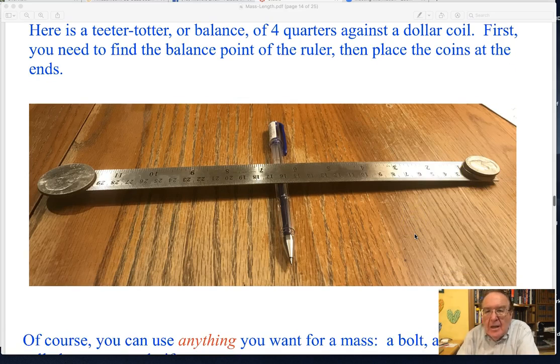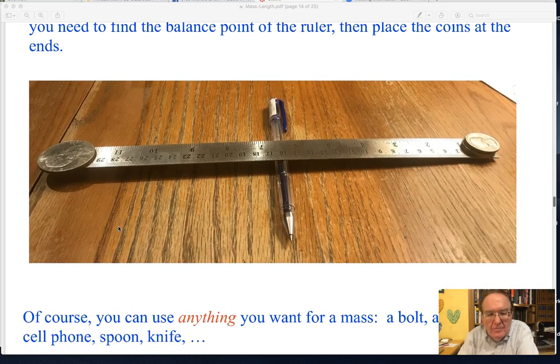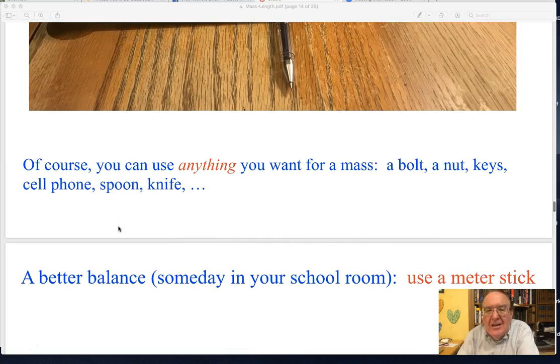And so you can weigh, knowing the mass of one thing. Suppose you wanted to measure the mass of a silver dollar: you know the mass of a quarter now, and on the balance here you can determine that a silver dollar is worth 4 quarters. Now, you can use anything you want for a mass. In this class, you can use a bolt or a nut or your keys, even a cell phone if you're careful, a spoon or a knife, anything that has a mass. You can use it as the standard mass. You can use the electronic balance to measure what it is accurately.